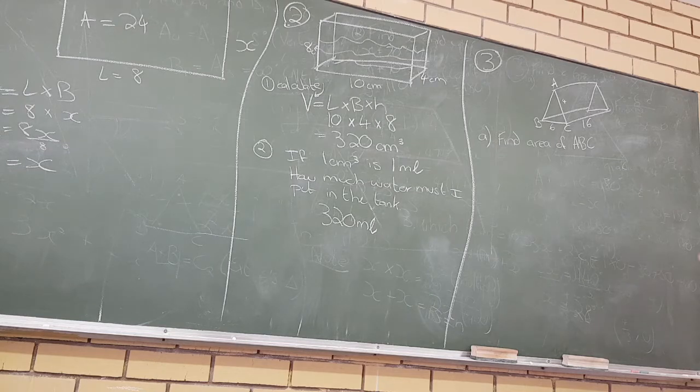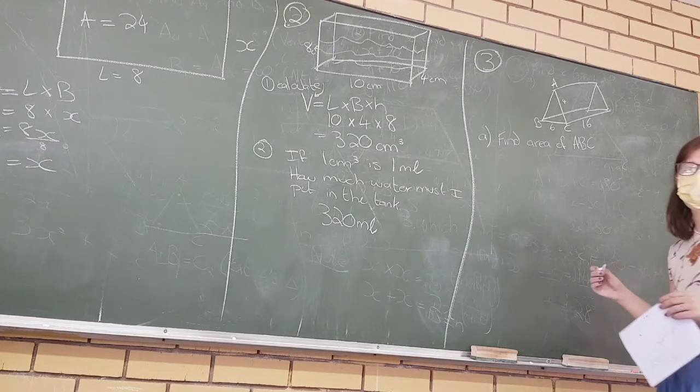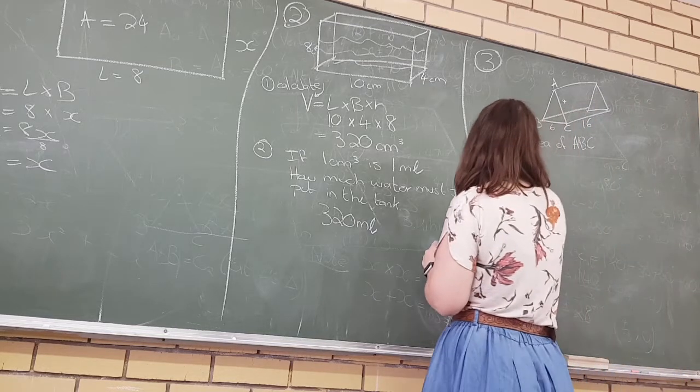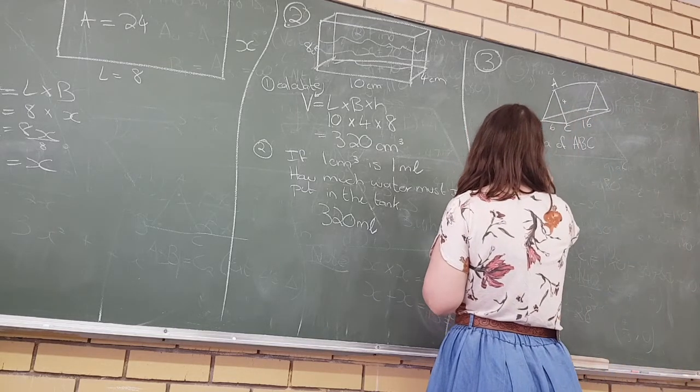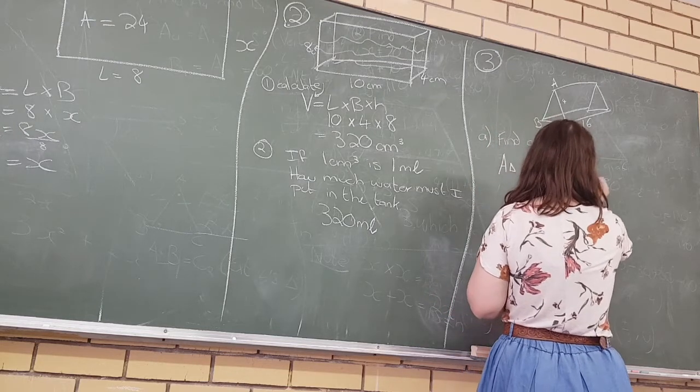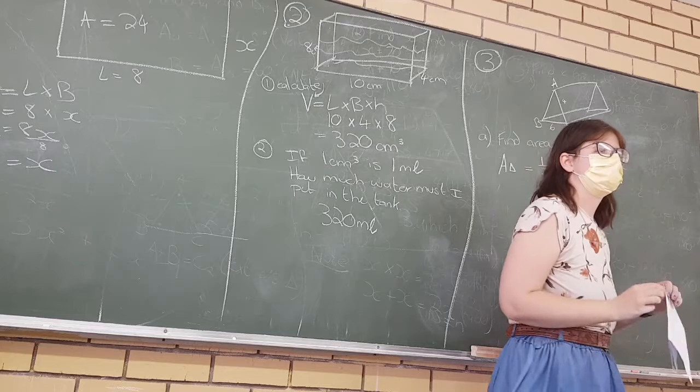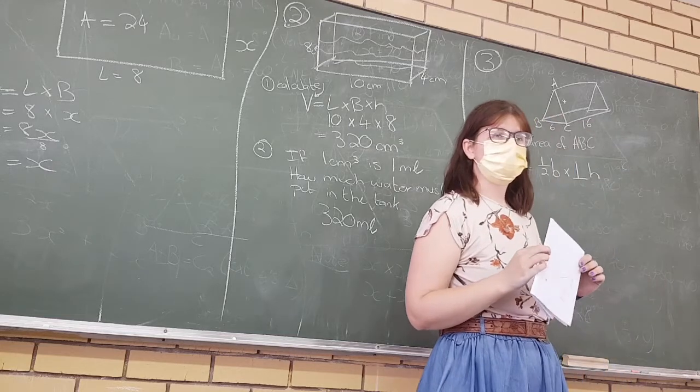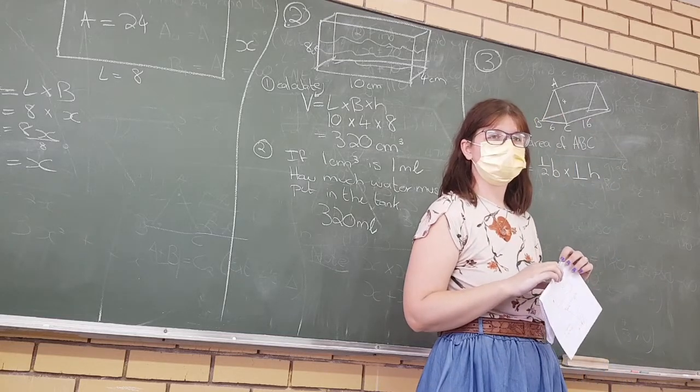So, what is the formula for the area of a triangle? Yeah, half base times. Thank you. Half base times perpendicular height. So, area of a triangle is equal to half base times perpendicular height.